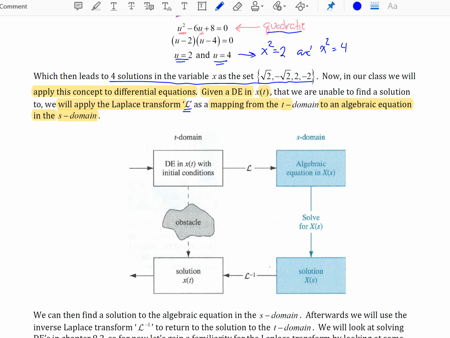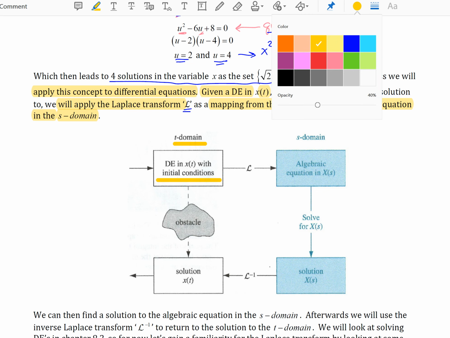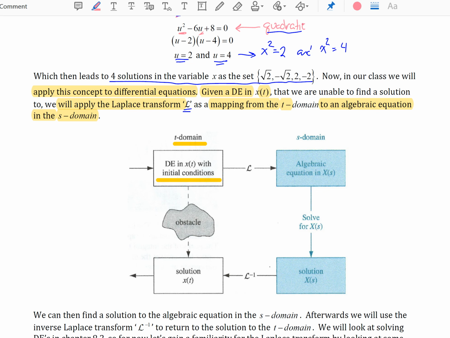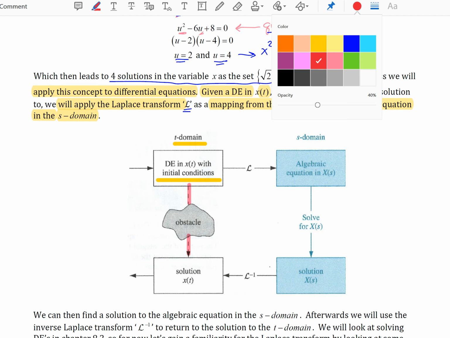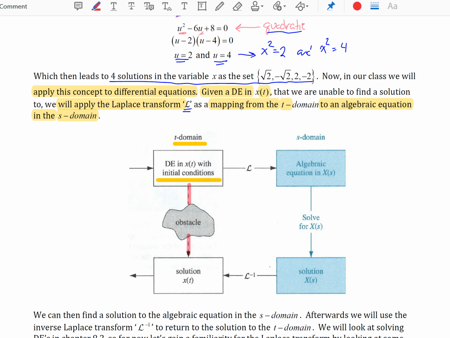Now, graphically, you can visualize it in this image. You're given a DE with initial conditions in your T domain, and you'd like to find a solution. However, direct solving of this differential equation may not be possible because of some obstacle that's in your way. And it could be the obstacle that you just don't know how to find the solution to this particular differential equation.